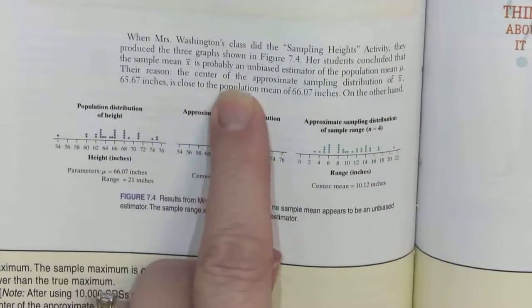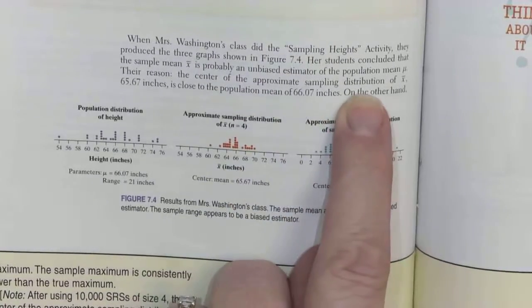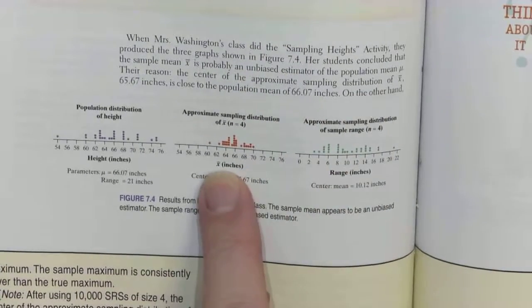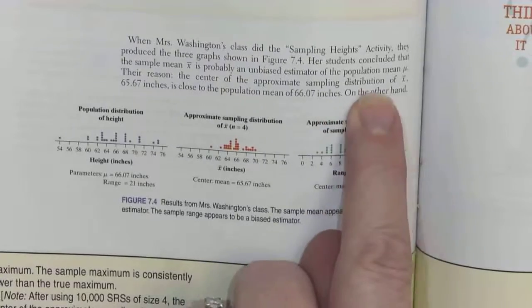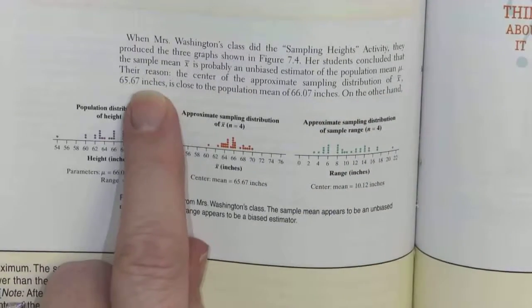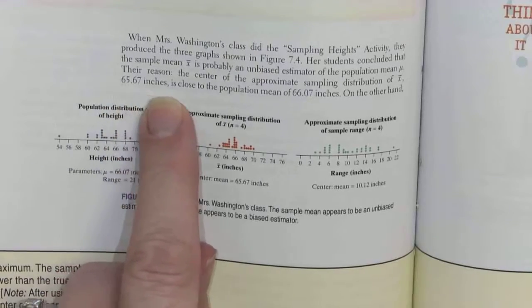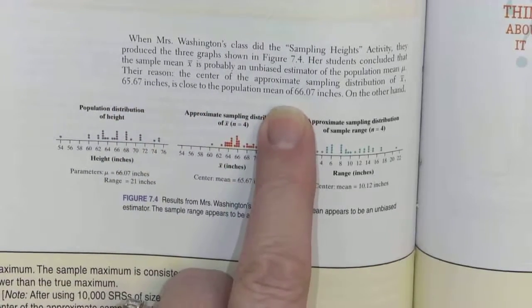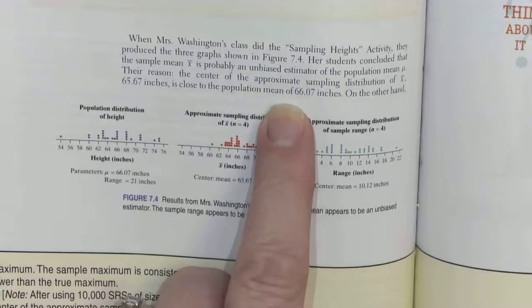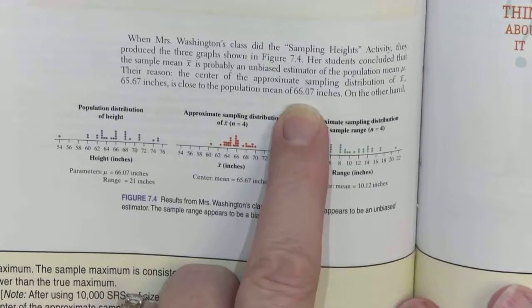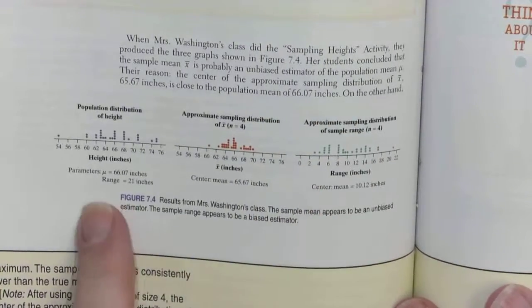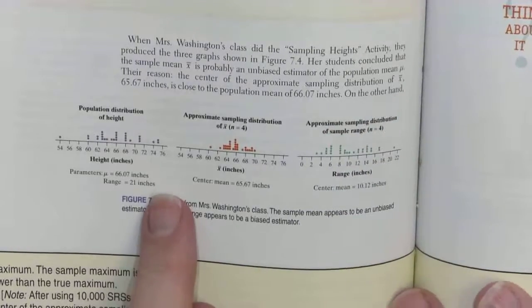Their reason: the center of the approximate sampling distribution of x bar, and notice it's approximate, it's not all of the possibilities, is 65.67, which is very close to the population mean. If you took everybody's, found the actual mean, it's 66.07. Now, we'll talk about the other hand in just a second.